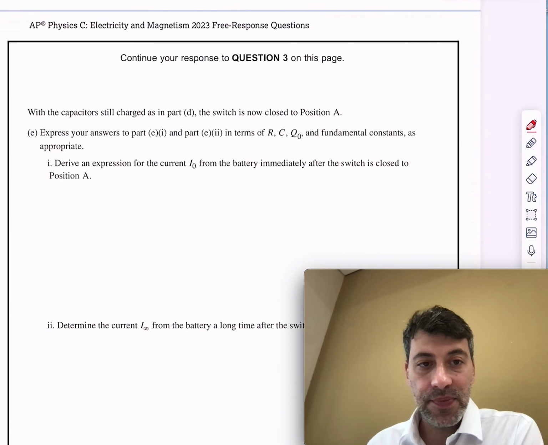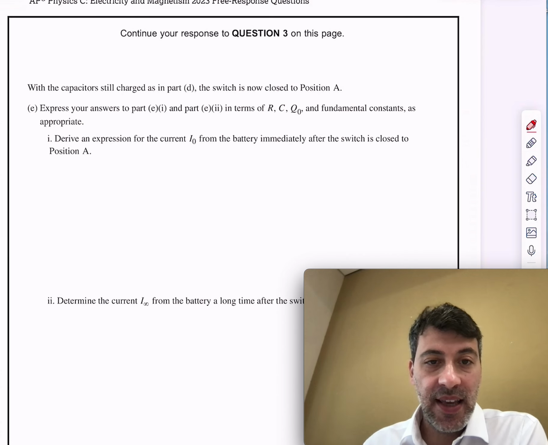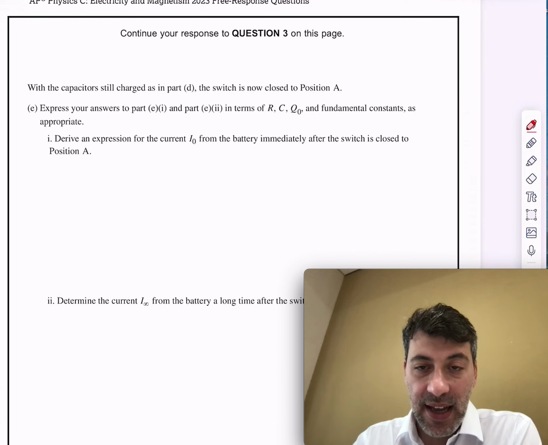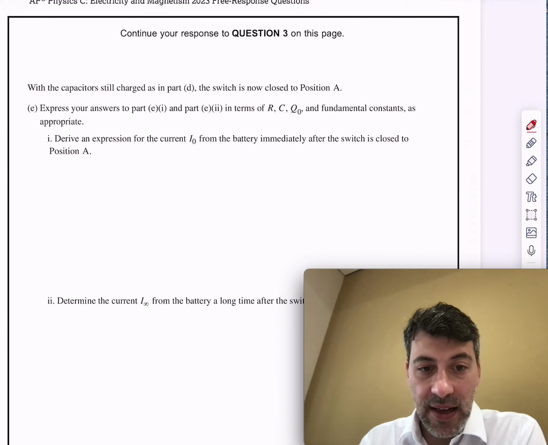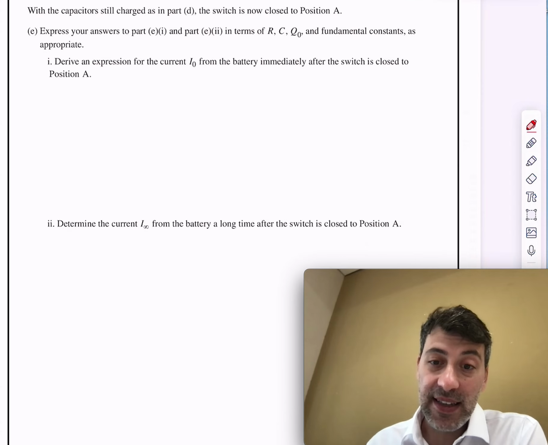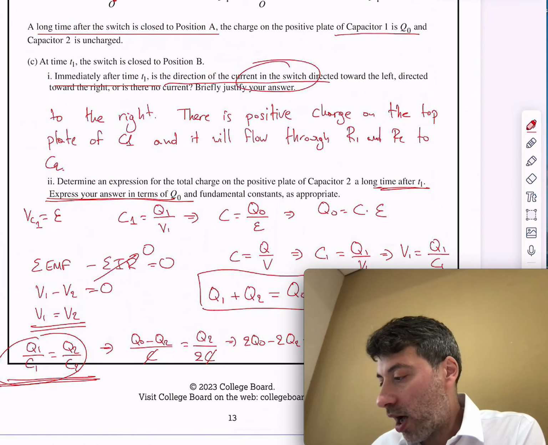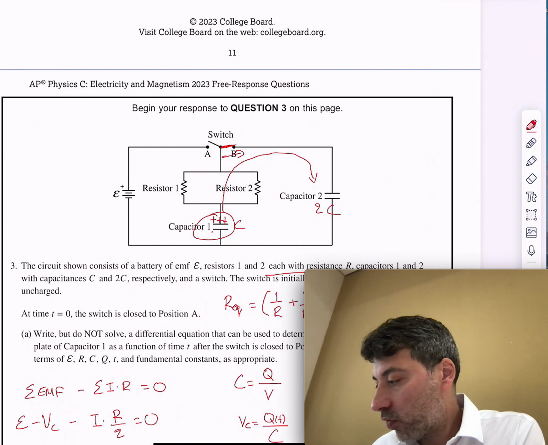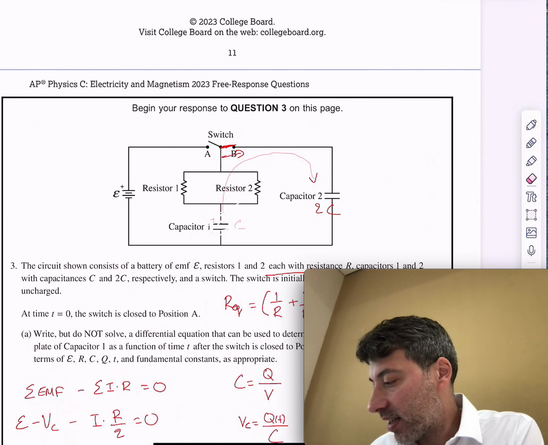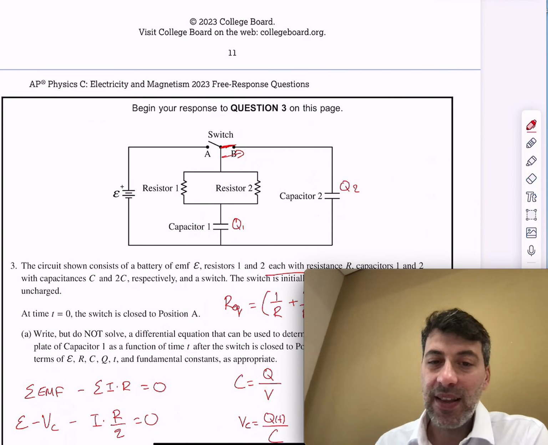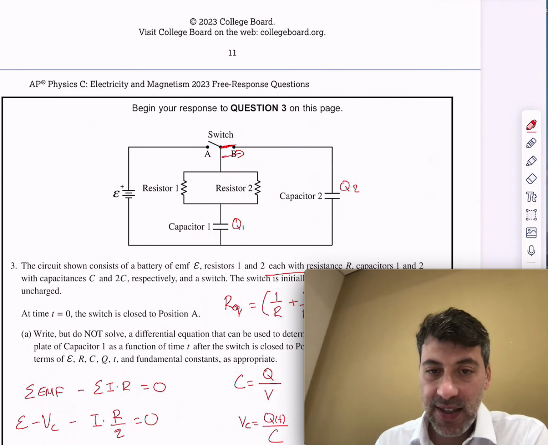And finally, the part E, where we say that we bring the switch back again to position A, and we need to derive an expression for the current, and then exactly the same thing a long time after we turn the switch to A. So our capacitors are not fully charged. There is a charge Q1 and there is a charge Q2 here, we didn't find it, but these two capacitors are not fully charged.